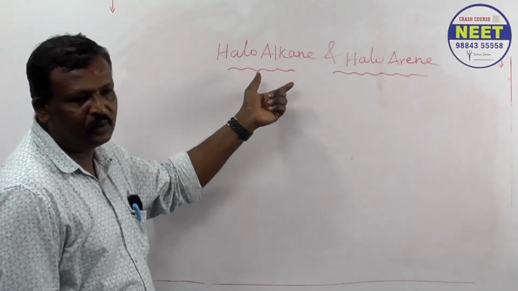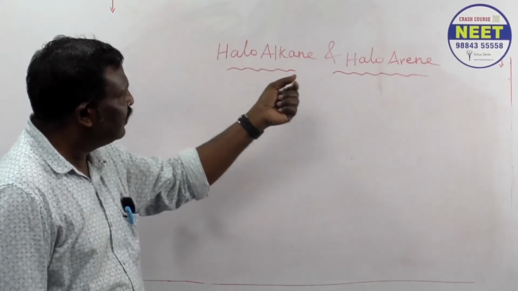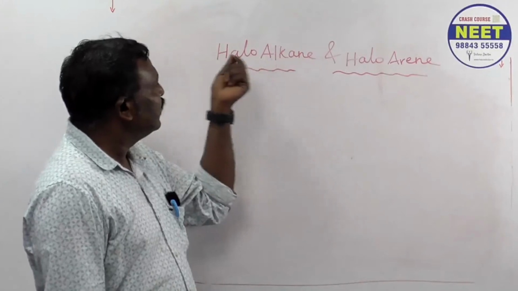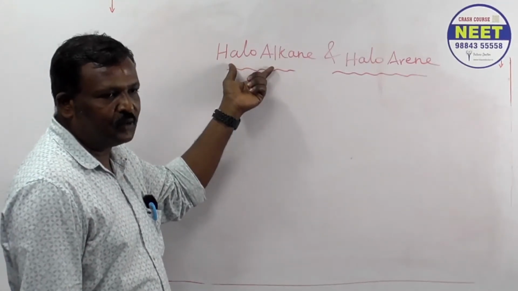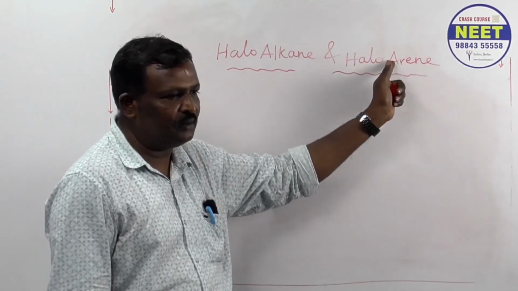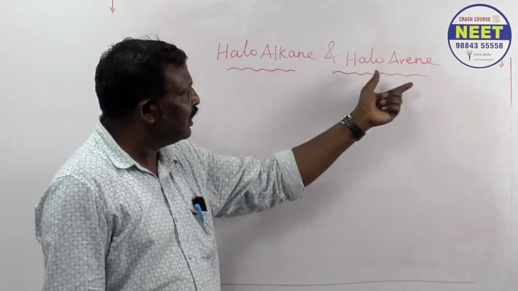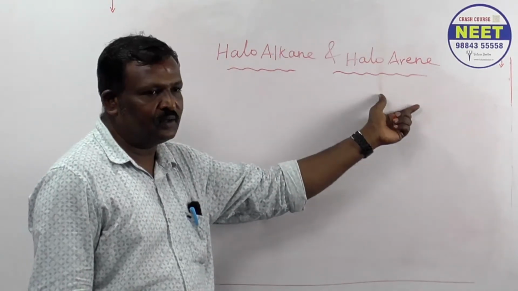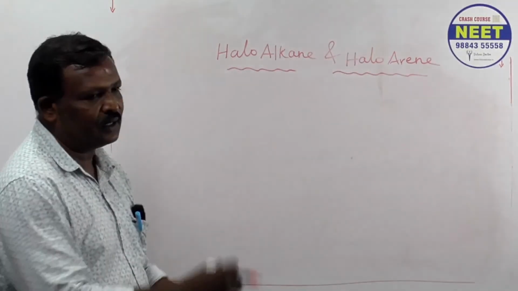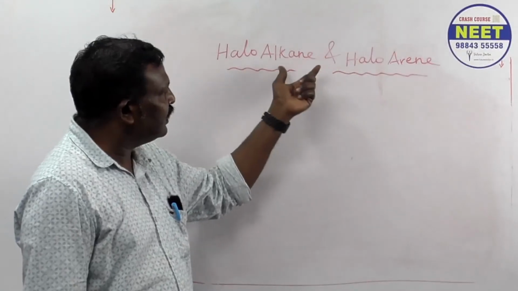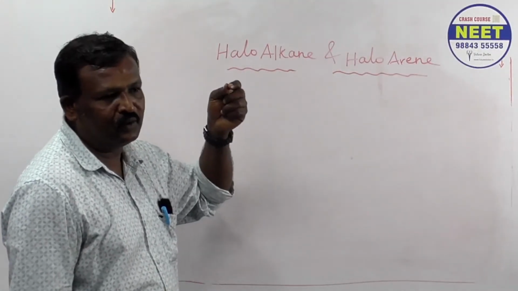Here also we have two topics. One is haloalkane, one is haloarene. Haloalkane means it is an aliphatic compound. Haloarene, arene means what? Benzene, no. Arene, the other name is benzene. Aromatic compounds. So aliphatic compounds and aromatic compounds only we are going to study. Its preparation, properties and all we are going to study. Okay, understood? So most of the halogen compounds are used in the medical field.